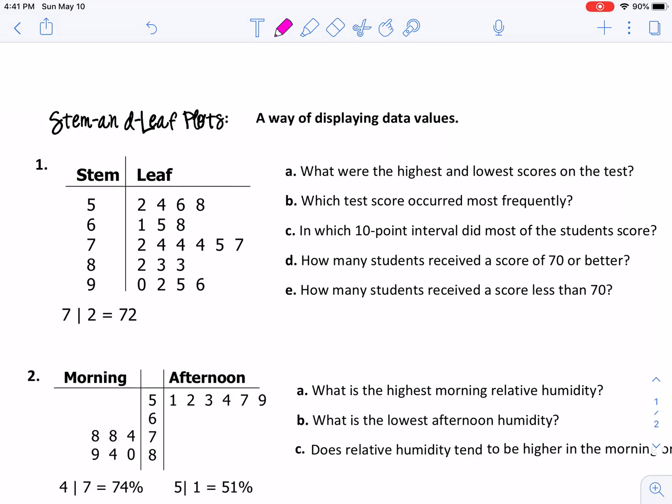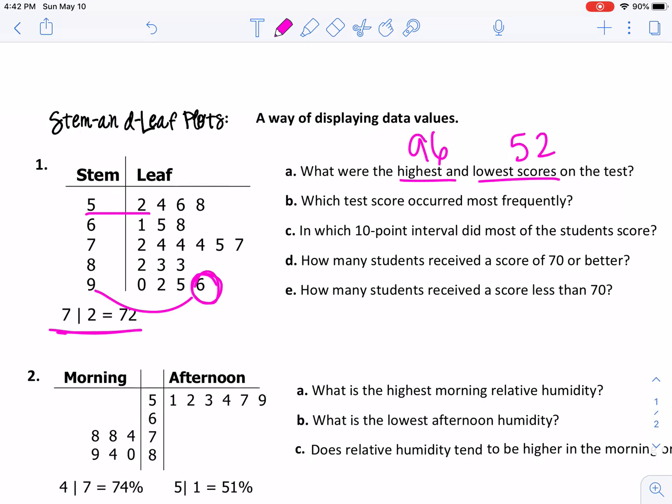So what were the highest and lowest scores on the test? Well, if we take a look at our key right here, 7|2 means a 72. So this is going to be our highest leaf, which would go with the 9. So the highest score was a 96, and the lowest score would be a 52.